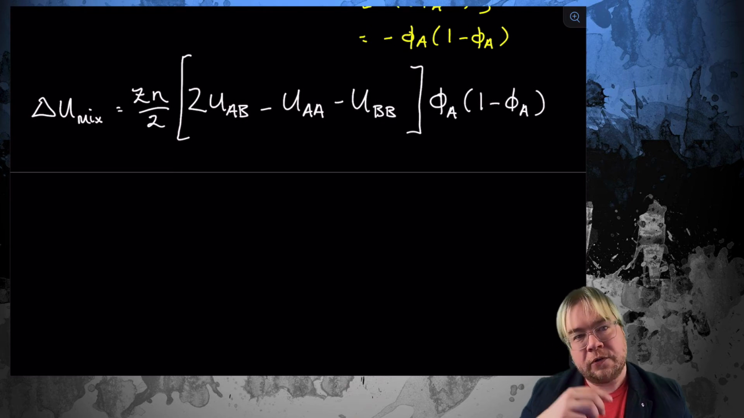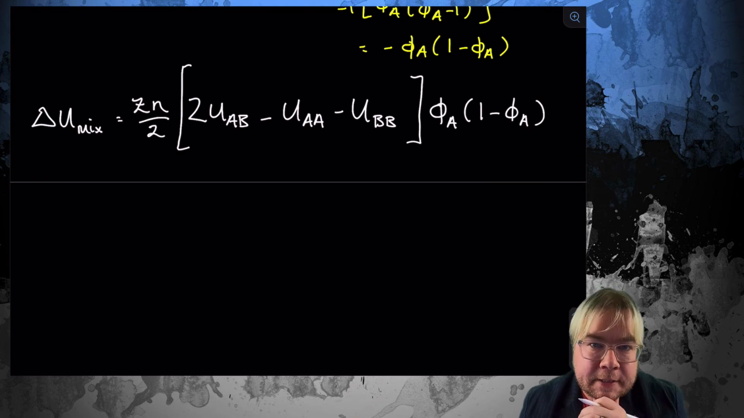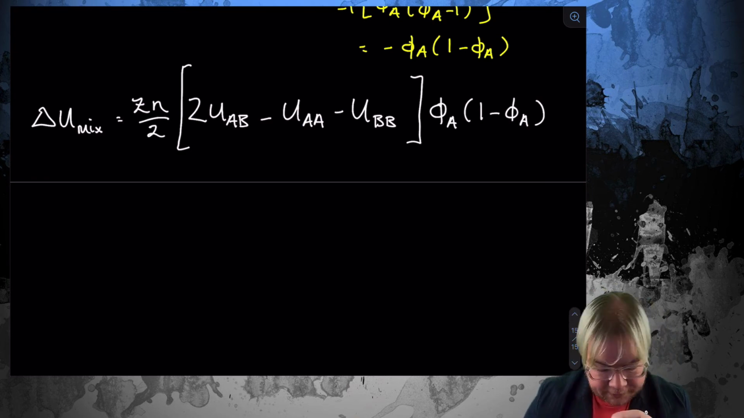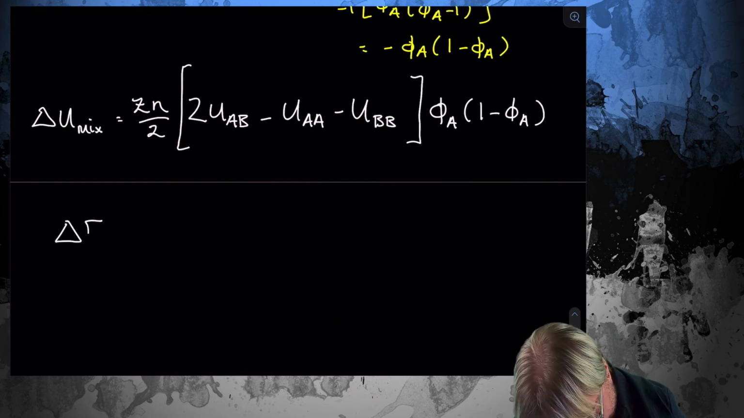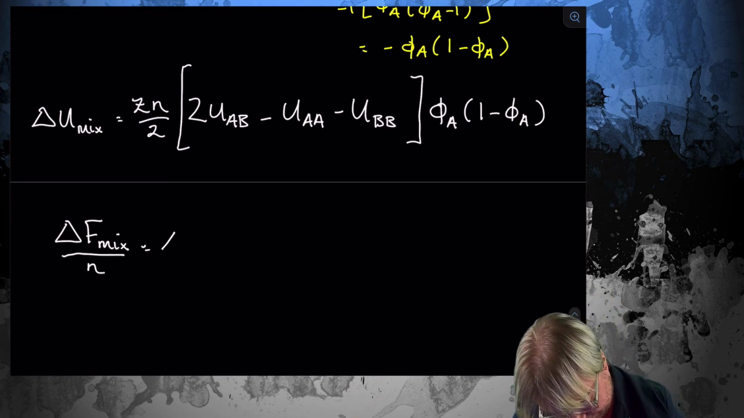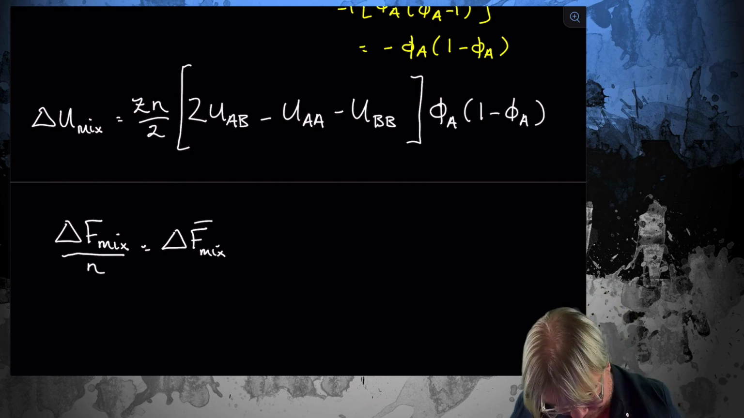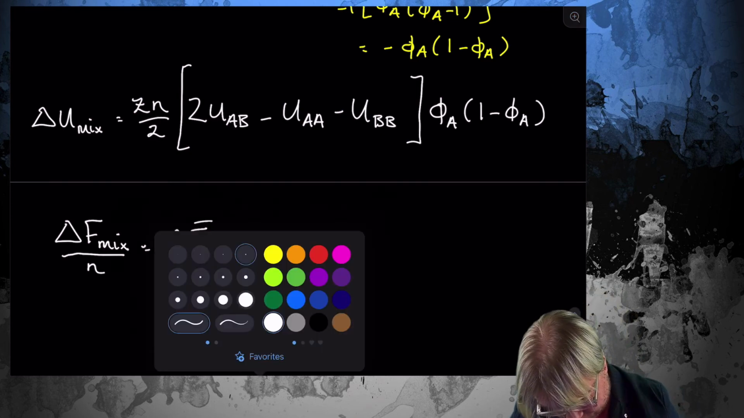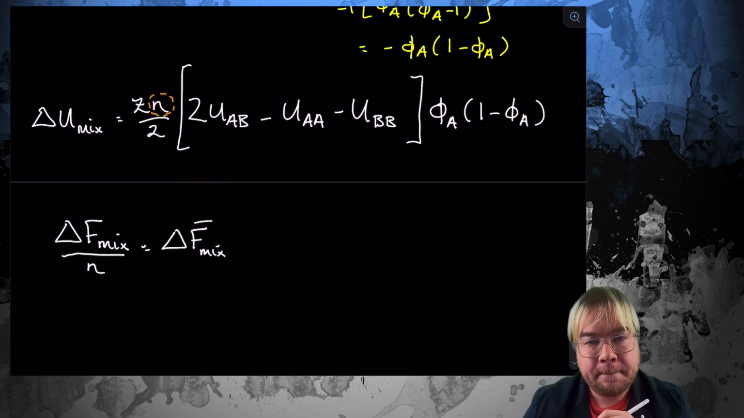Okay, so that's going to be the change in my energy for my system if I mix it. So let's do some things. Let's look at what the free energy of mixing would be then. Delta F mix per lattice site will be delta F mix with the bar on top. And if I divide by n, again, I'm just going to get rid of that term in the prefactor.